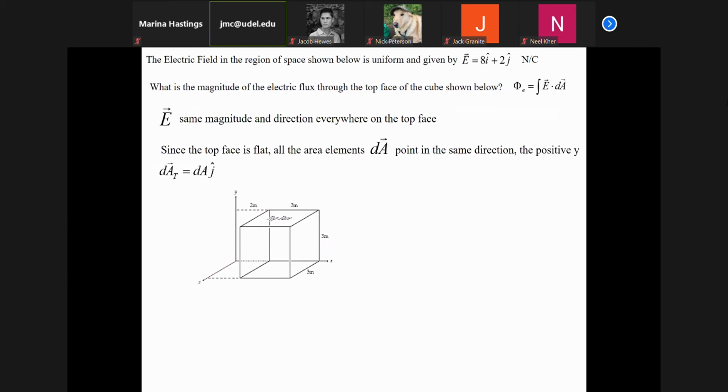All right. And since the top face is flat, as I already stated, all the area elements, dA, point in the same direction, which is the positive y direction. So we can rewrite this: all the area elements on the top are equal to dA in the y direction, j hat. Everybody okay with that?